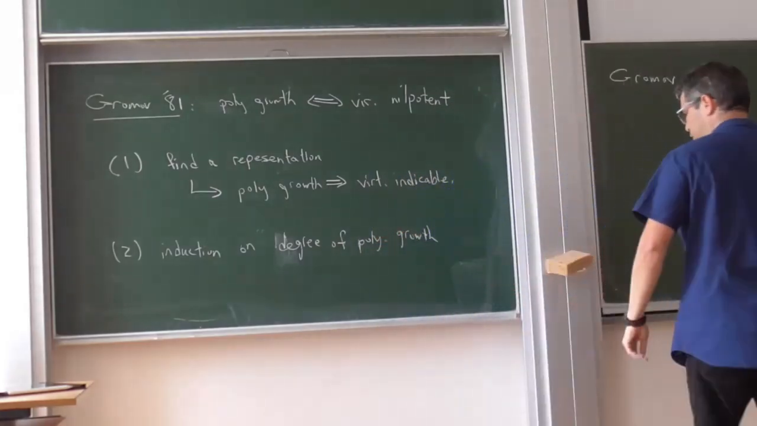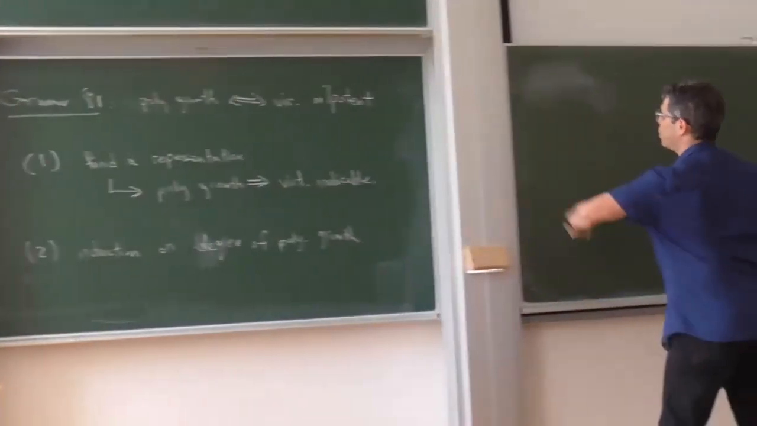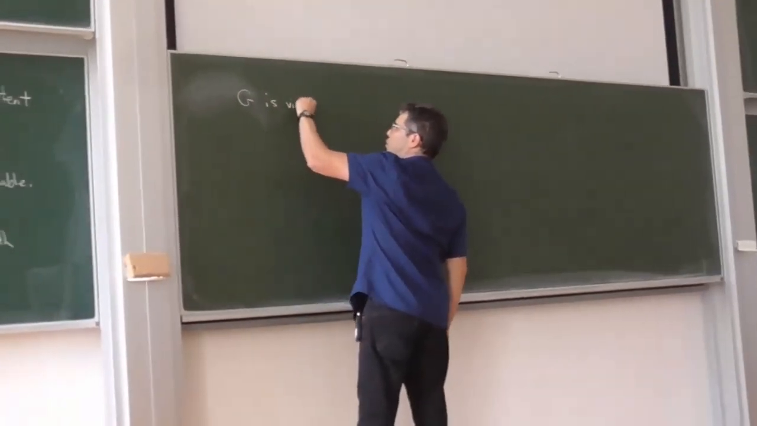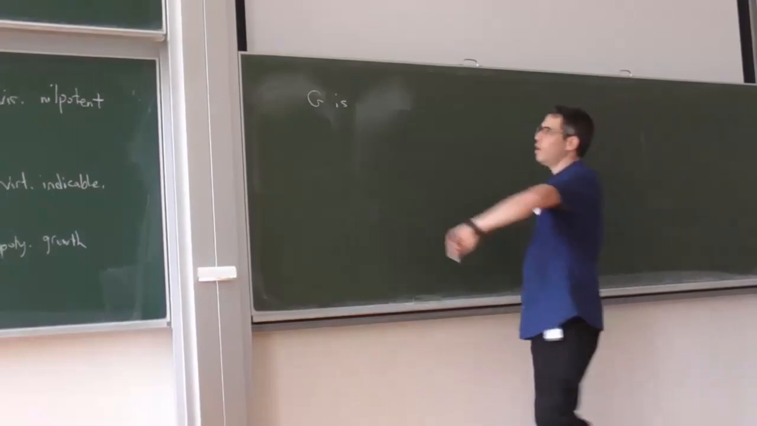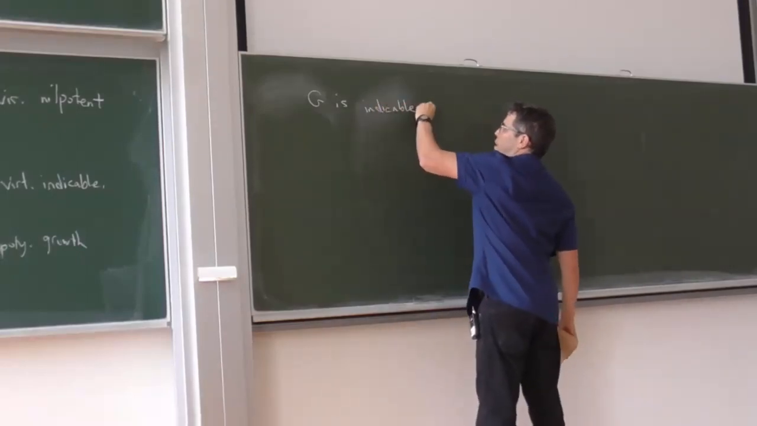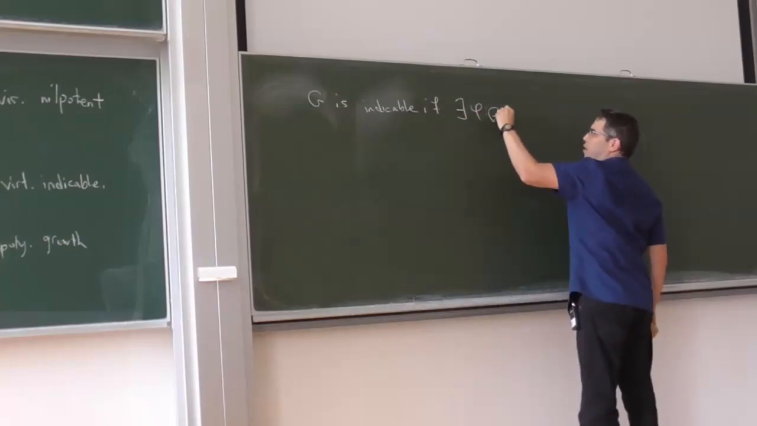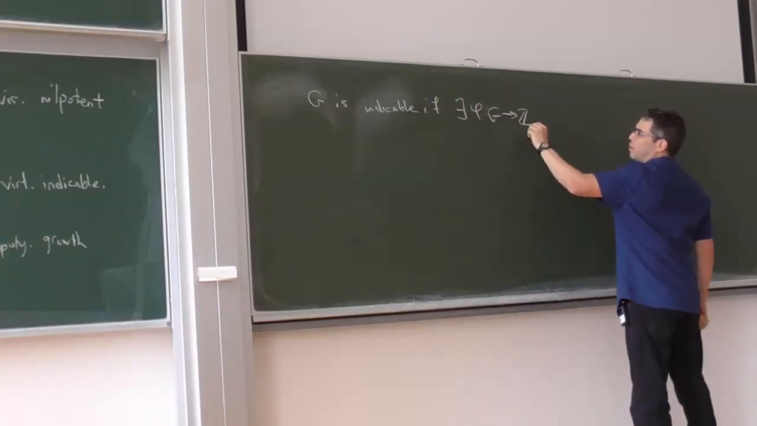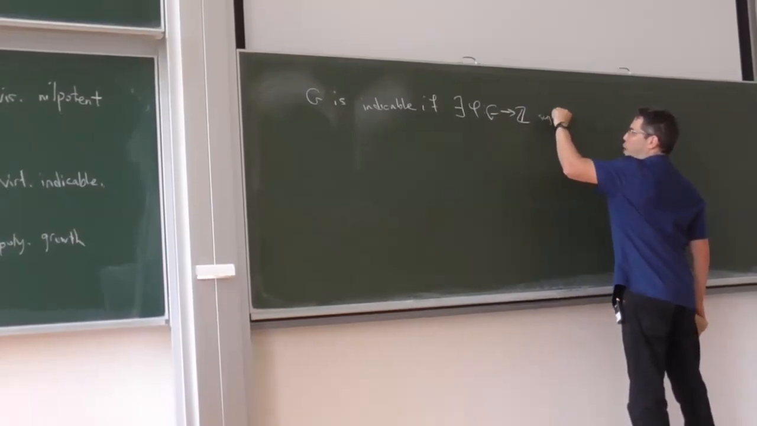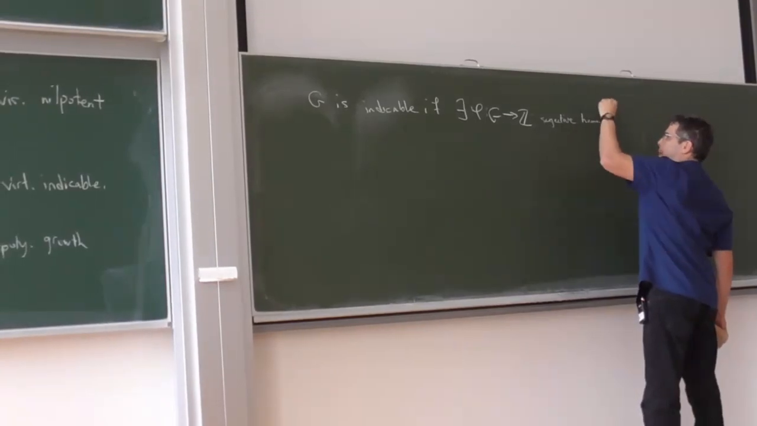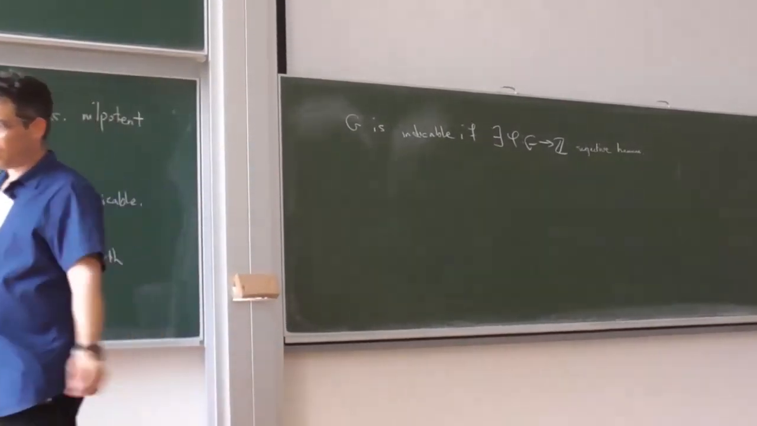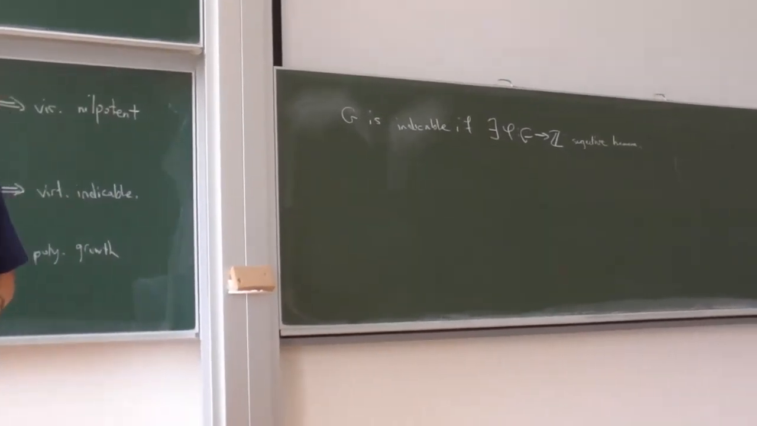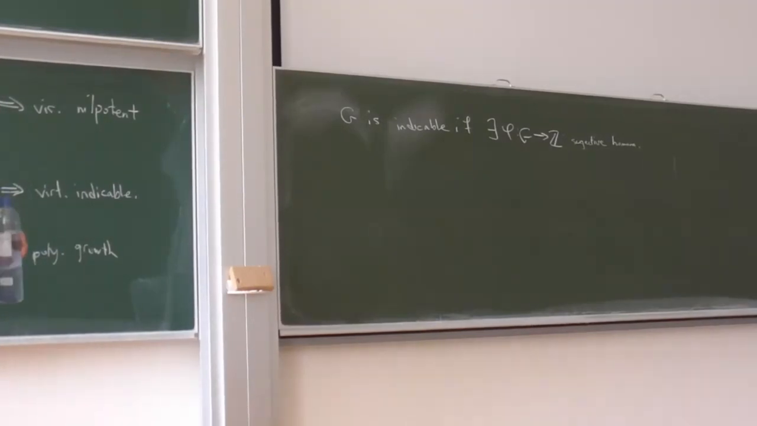I'll write down a little bit just in case anybody doesn't remember: indicable. So virtually just means that there's a finite index subgroup with that property, and indicable means there exists a surjective homomorphism onto Z. Having a surjective homomorphism onto Z is equivalent to having a non-trivial homomorphism into an abelian group. It's the same.